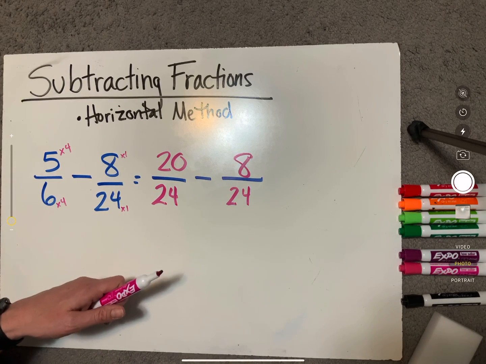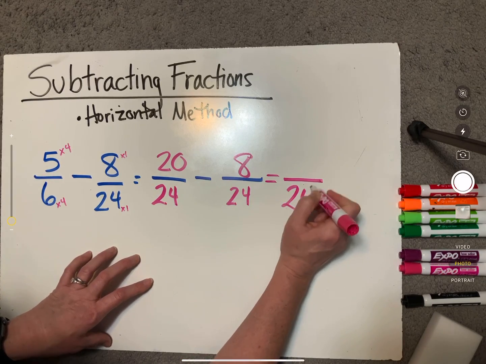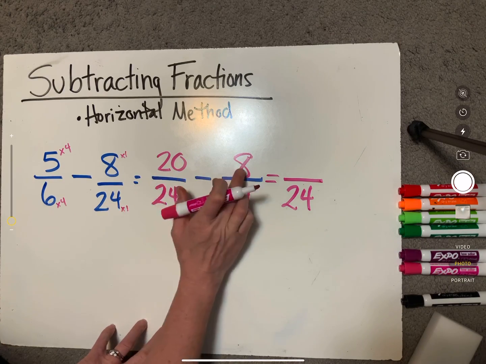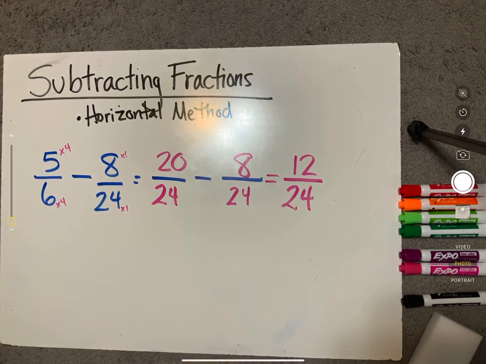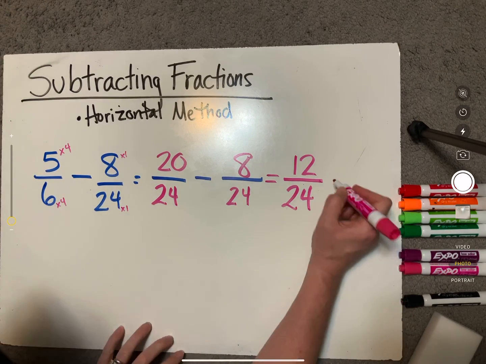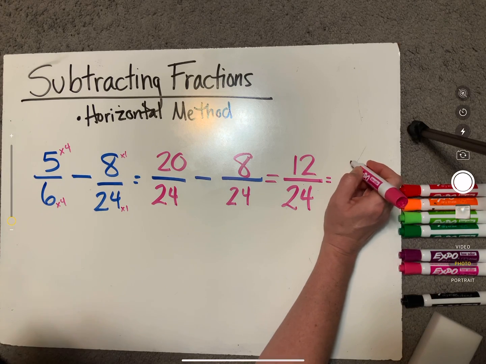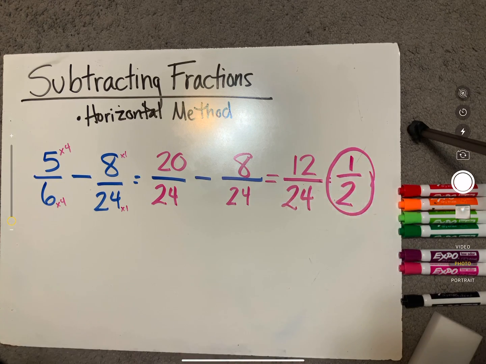Now, this is where our subtraction part comes in. So our denominator, if you remember, stays the same because we're still dealing with parts that are 24ths. So 20 minus 8 would be 12. Is that in lowest terms? No, they're both even. So we can divide that by 2. But I also know that 12 goes into 24. So if I divide both top and bottom by 12, I'm going to get 1/2. So my answer to this problem is going to be 1/2. And please remember to circle your answer at the end.